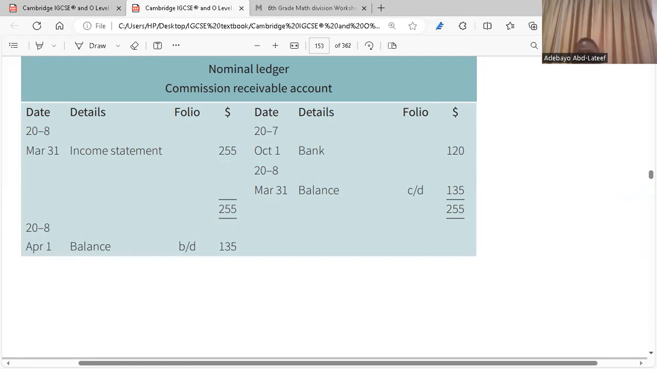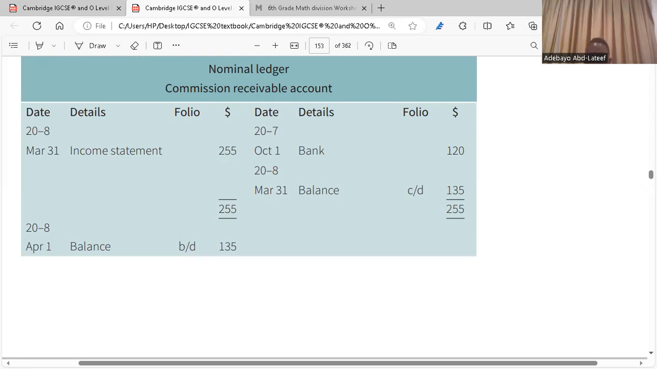Yes. On the credit side, the two were not paid during the year. One was paid during the year, which is bank 120. The second one is about to be paid. It becomes our balance carried down. So the difference between the income statement tells us about all our transactions during the year. Yes. When we have to prepare our statement of financial position, we take whatever we've been paid. Now we've been paid 120.